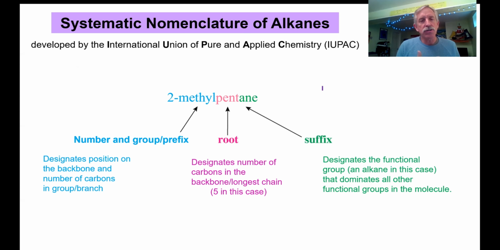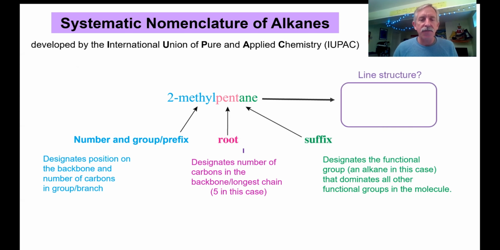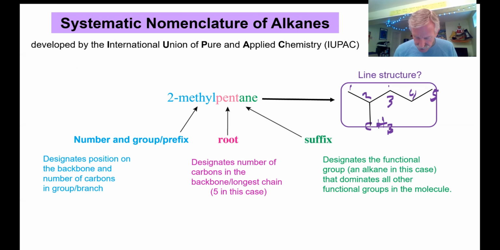For example, could you draw the structure for 2-methylpentane for me in this box? What line structure would you draw for it using this name? Did you come up with this one? Granted, it doesn't really matter where this CH3 goes, but my numbering was 1, 2, 3, 4, 5. And on carbon 2, there is a CH3 for a methyl. So 2-methylpentane. Let's dive in and figure out how to systematically go from this structure to this name, and from this name to this structure. That's what today is all about.